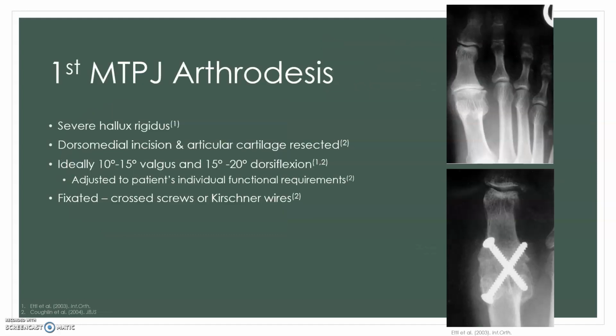The first MTPJ arthrodesis is best indicated for severe hallux rigidus deformities. A dorsomedial incision is made and the articular cartilage is resected. The level of correction is based upon the individual functional needs of the patient, but ideally 10 to 15 degrees of valgus and 15 to 20 degrees of dorsiflexion is aimed for. It is internally fixated using cross screws as demonstrated above or Kirschner wires.